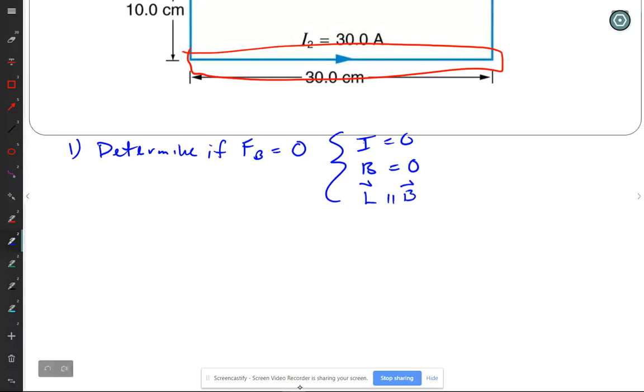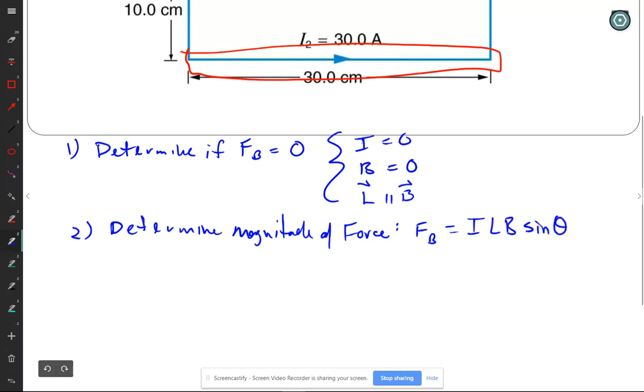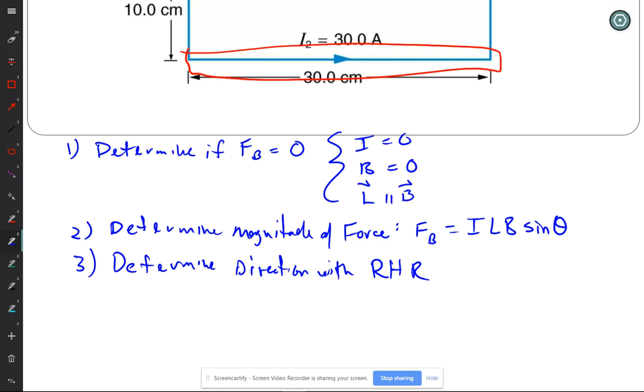If not, then I go to B: determine the magnitude of the force. Force magnetic is equal to ILB sine theta, where theta is the angle between current and length. And then C: determine direction with right hand rule. RHR for right hand rule, which is just the opposite of His or Her Royal Highness.